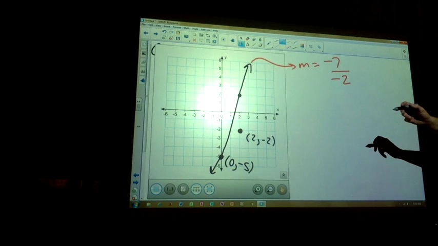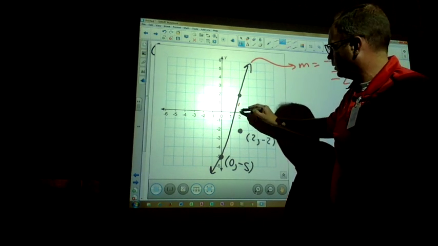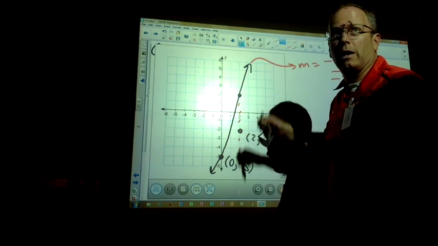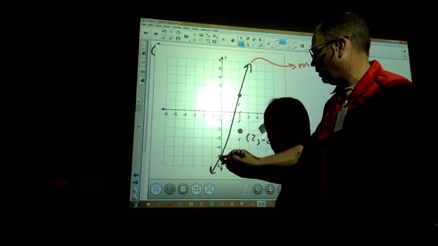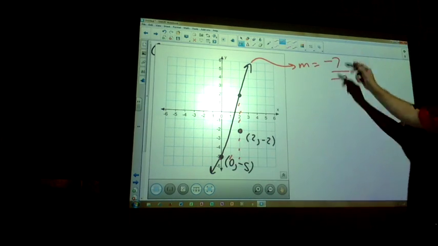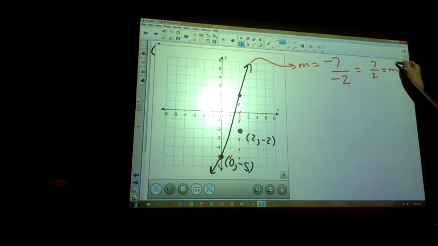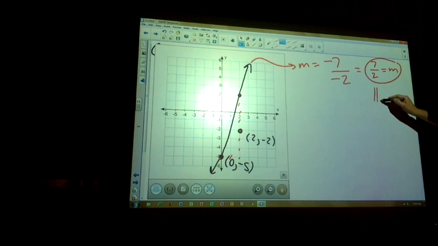So with what we know, we went down 1, 2, 3, 4, 5, 6, 7. Went down 7, so that was negative. And then I went left 1, 2, which is also negative. And negative over negative is positive. Agree? Okay? So I know my parallel slope has to be 7 over 2.